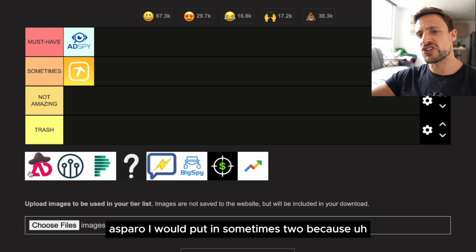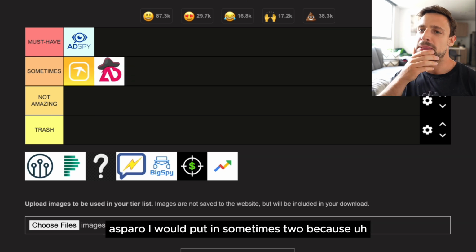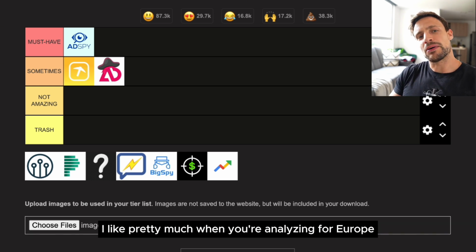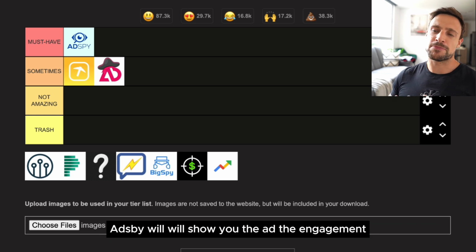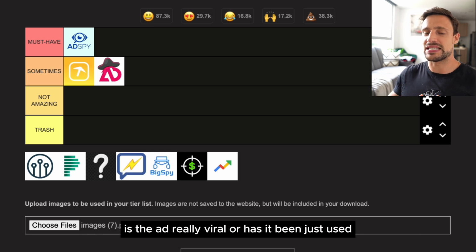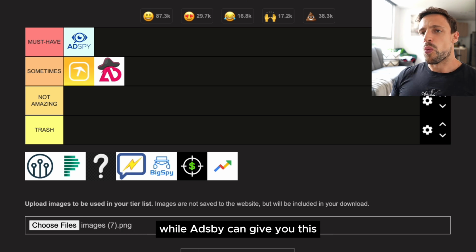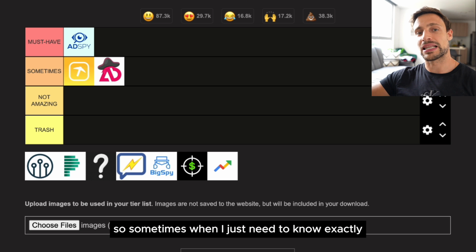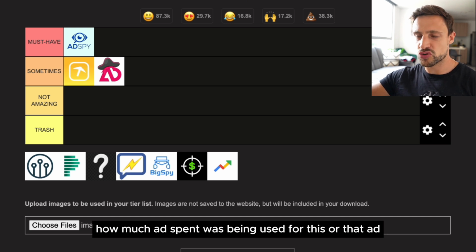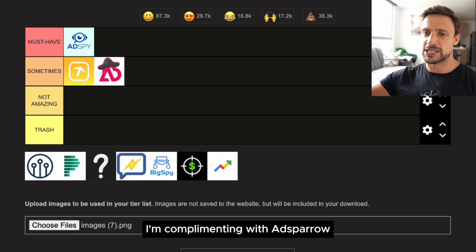AdSparrow, I would put in sometimes too, because AdSparrow I like pretty much when you're analyzing for Europe, for example, because you will see the cost way more efficiently. AdSpy will show you the ad, the engagement, which is pretty important, how many comments and so on. Is the ad really viral or has it just been used but didn't provide any results? While AdSparrow can give you more financial data. So sometimes when I just need to know exactly how much ad spend was being used for this or that ad, I'm complementing with AdSparrow.